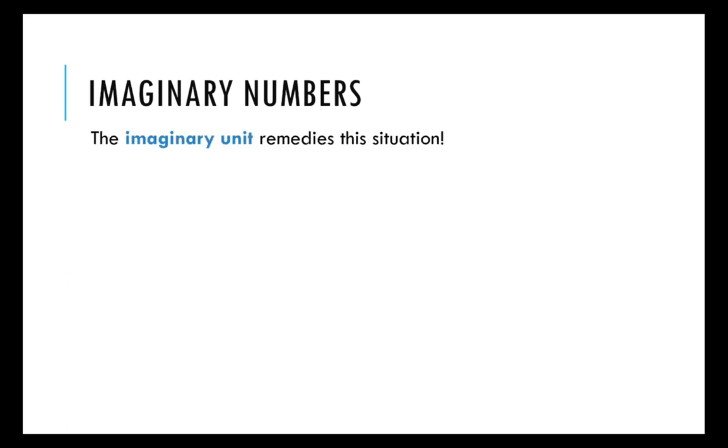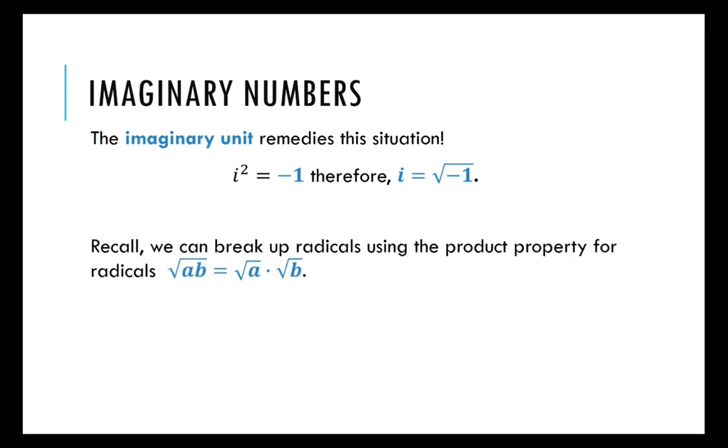But if we extend ourselves to a different field, and mathematical field is the term, then we get what's called the imaginary unit. And that is i squared is equal to negative 1. And if that's the case, then we're going to say that i is equal to the square root of negative 1. And if you recall, we can break up radicals using the product property for radicals. That is, the square root of a times b is the same thing as the square root of a times the square root of b.